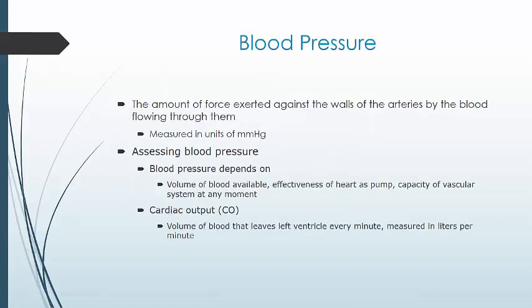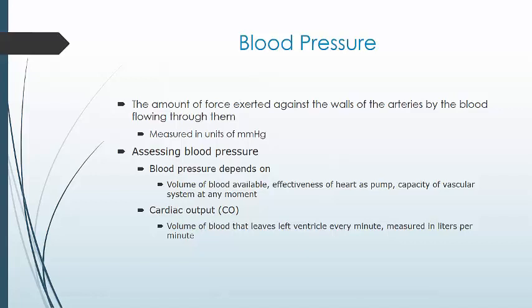Blood pressure is simply the amount of force exerted against the walls of the arteries by the blood going through them. This is measured in millimeters of mercury, mmHg, and a certain amount of pressure is needed for the blood to circulate from the heart throughout the miles of vessels throughout the body and then return back to the heart. If this doesn't occur, then we're not delivering oxygen to the tissues and we're not picking up waste products and carrying them away from the tissues. So we have to have adequate blood pressure for adequate perfusion.